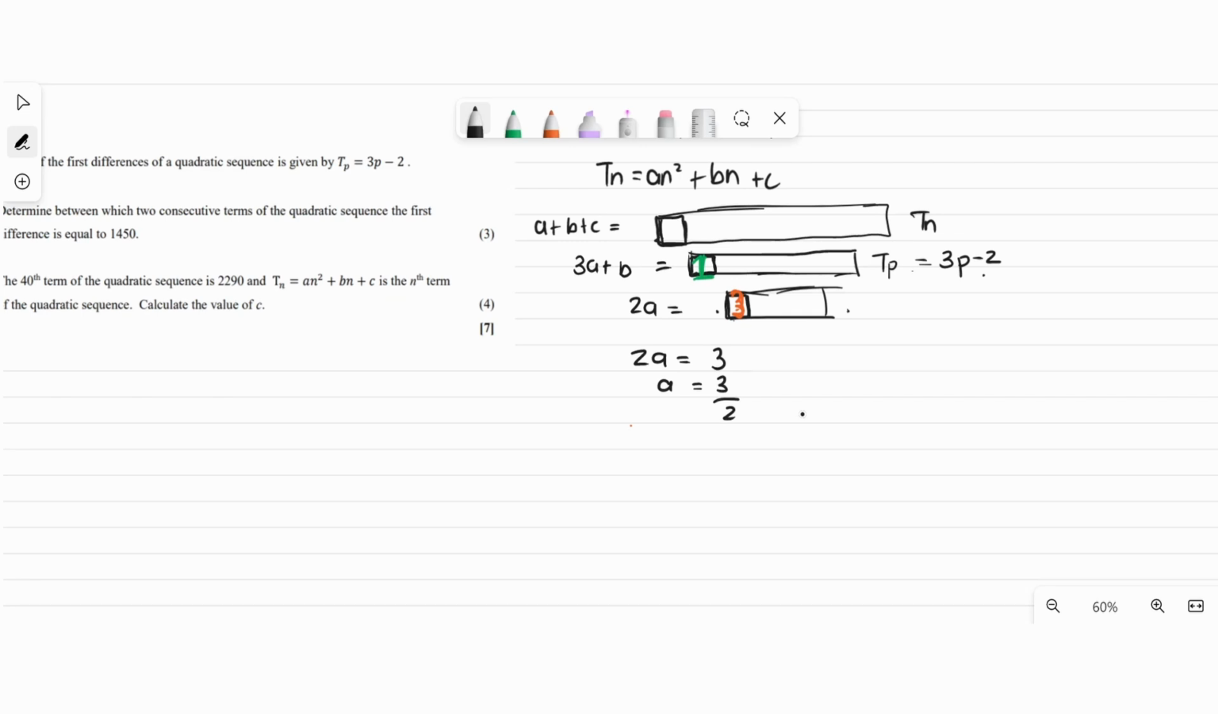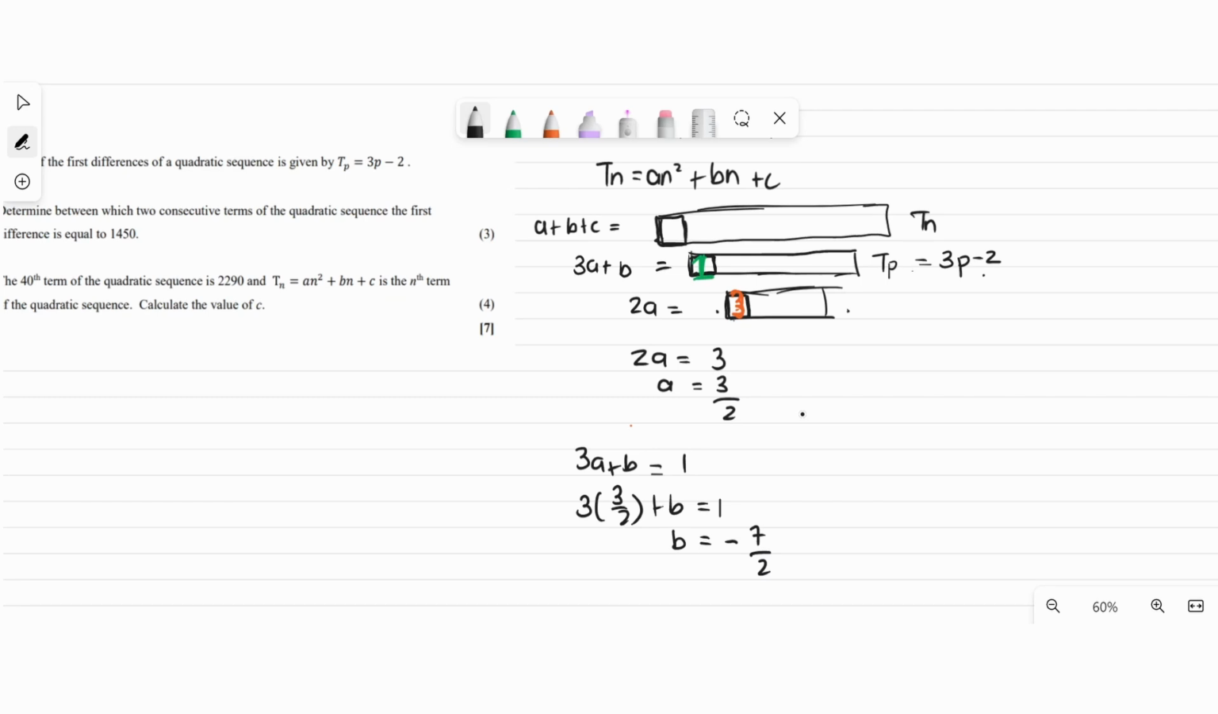Then we know that 3A plus B is equal to 1, right? Then I'm going to substitute A here. So it's going to be 3 divided by 2 plus B is equal to 1, right? Therefore, B is equal to, if I take this whole thing to the other side, negative 7 over 2. So I know that B is equal to negative 7 over 2.